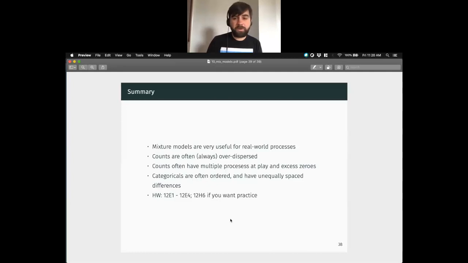I will give you a caution with zero inflation. People overuse it. You need to have a good theoretical reason for it. Don't just use it because your data has a lot of zeros. Use it because you can explain the process that turns the event on or off, right? Don't use it just because you have a count with a lot of zeros.